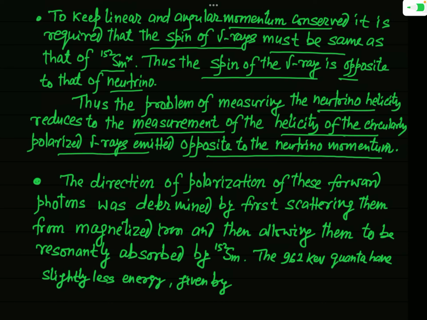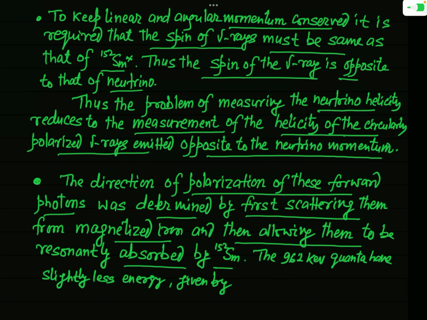Actually, when an experiment is performed to determine this helicity of neutrino by measuring the helicity of gamma rays moving just opposite to the neutrino, in that condition you can see the direction of polarization of these forward photons was determined by first scattering them from magnetized iron. This is the experimental process, and then allowing them to be resonant absorbed by Sm152.